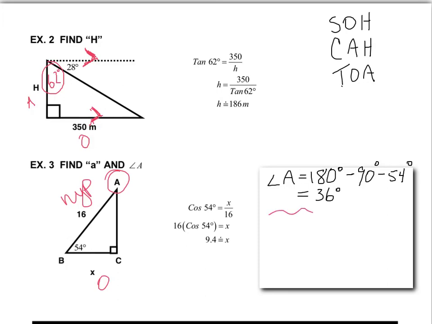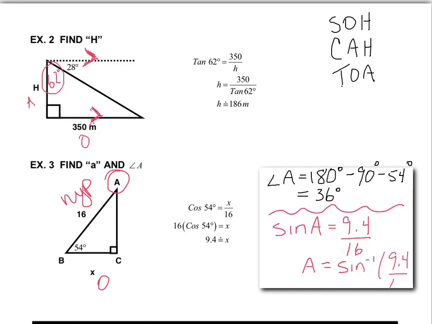So let's do it over here. And we would get sine of A equals your opposite, which we already figured out, which was 9.4, over 16. And then you take the sine to the other side and do sine inverse of that. And you'd end up getting the same answer if you punched it on your calculator.